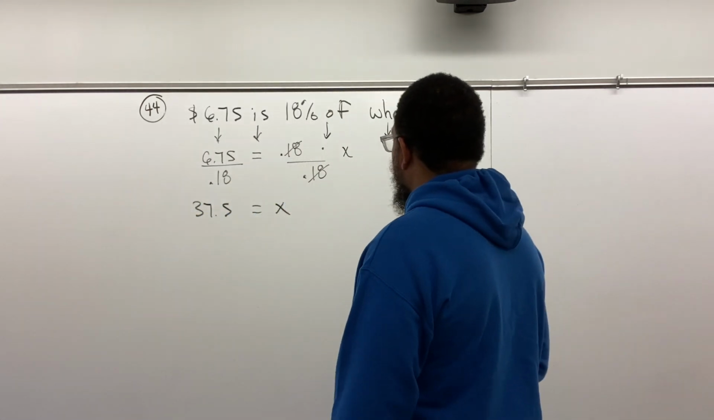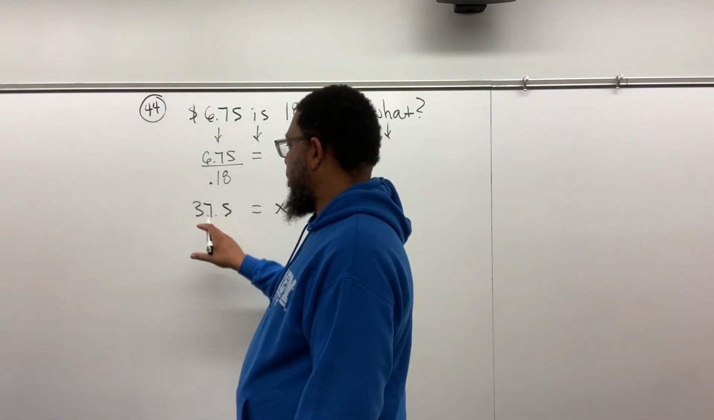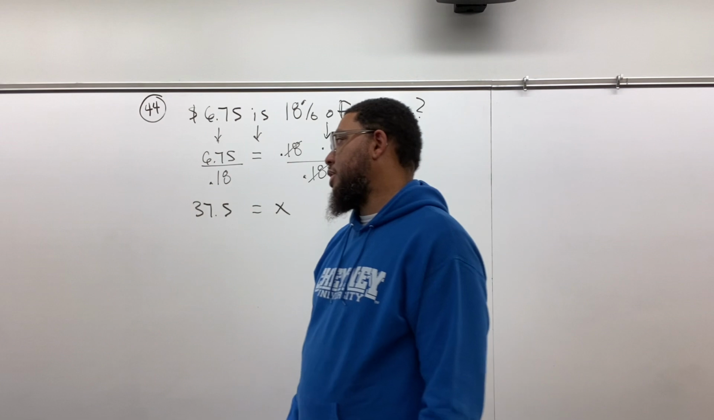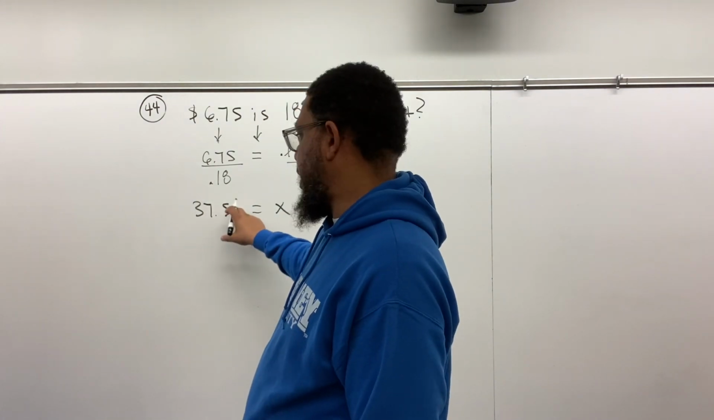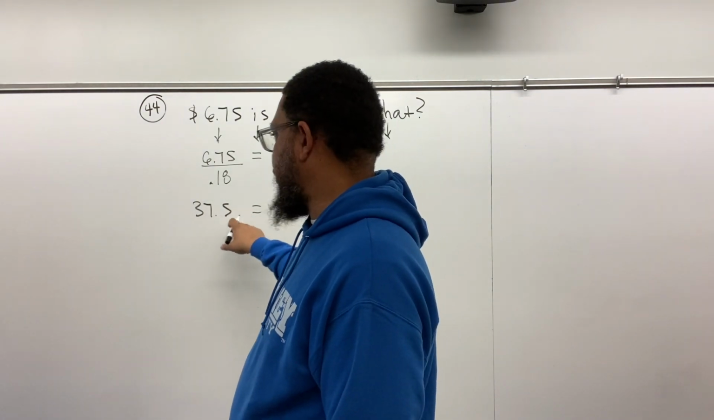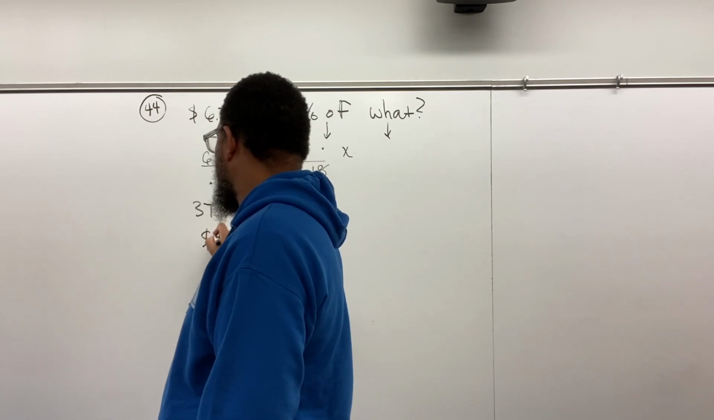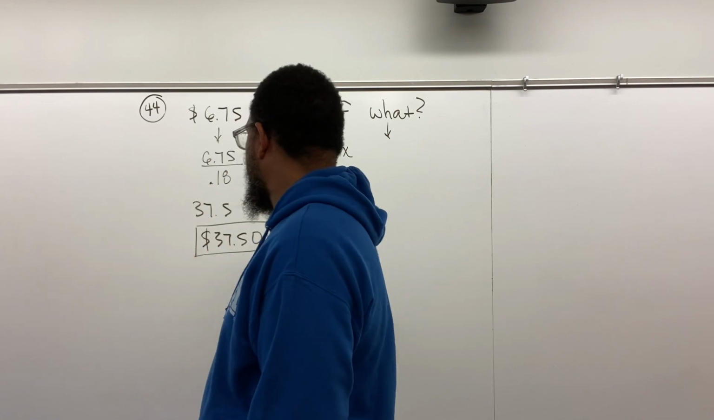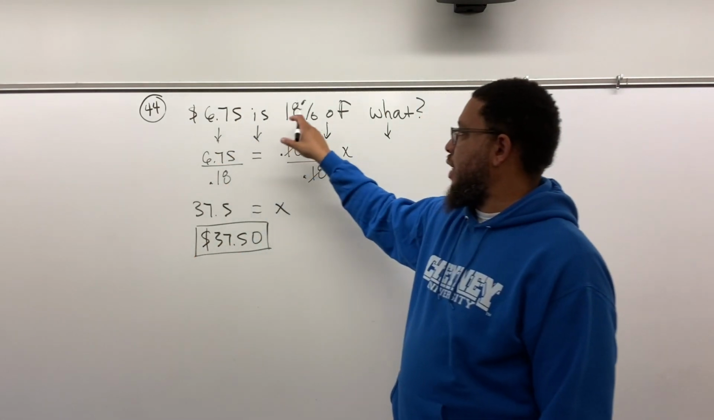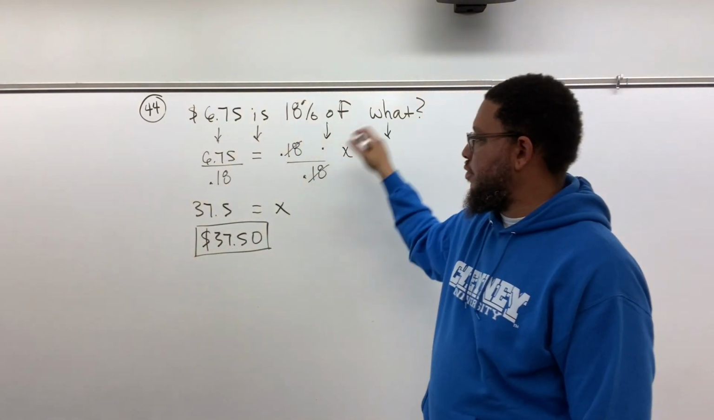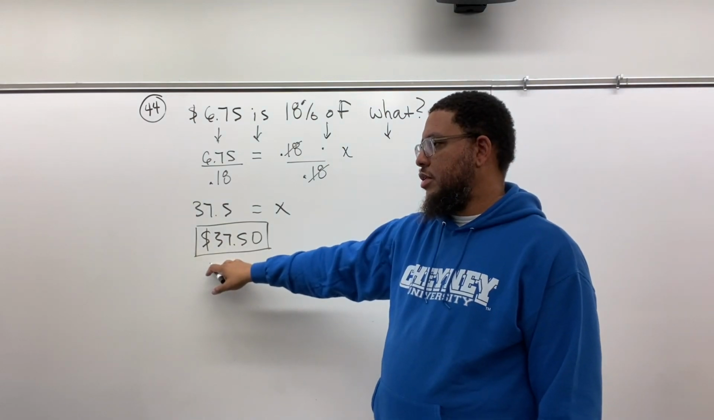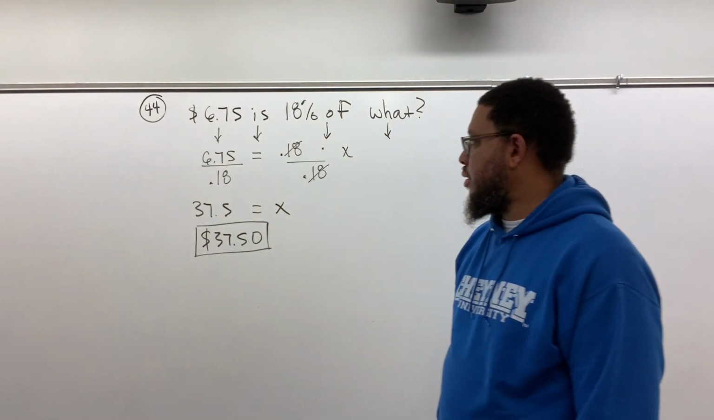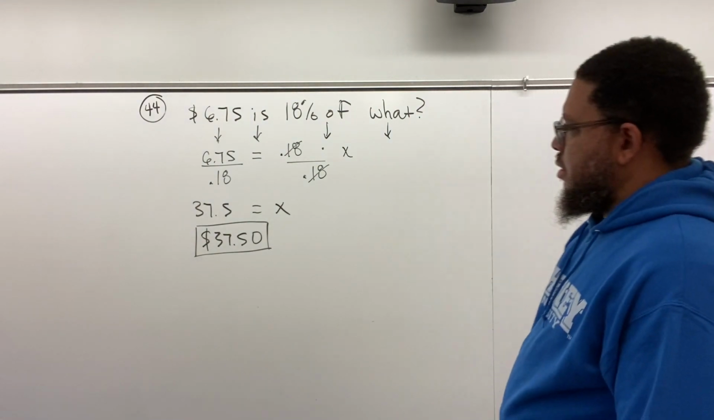So now, somebody better calculate. Do 6.75 divided by 0.18, make sure you divide by 0.18, not 18. 37.5? So we got 37.5 is equal to X. So now we're looking for a dollar amount. So how do we make this look like money? Add a zero. So this will look like change, like 50 cents. $37.50. So $6.75 is 18% of $37.50.